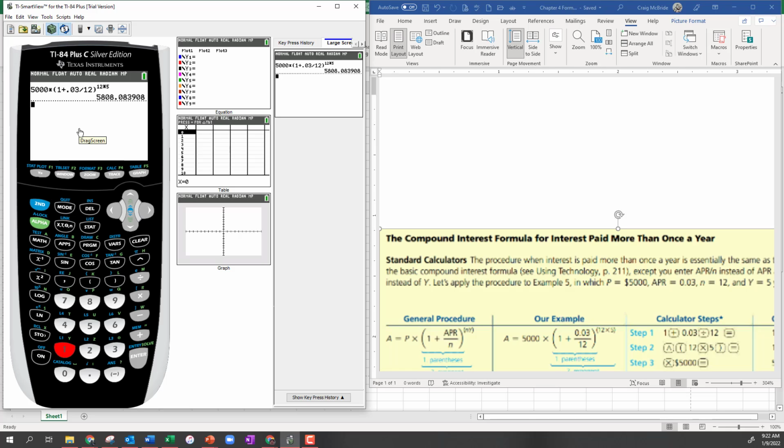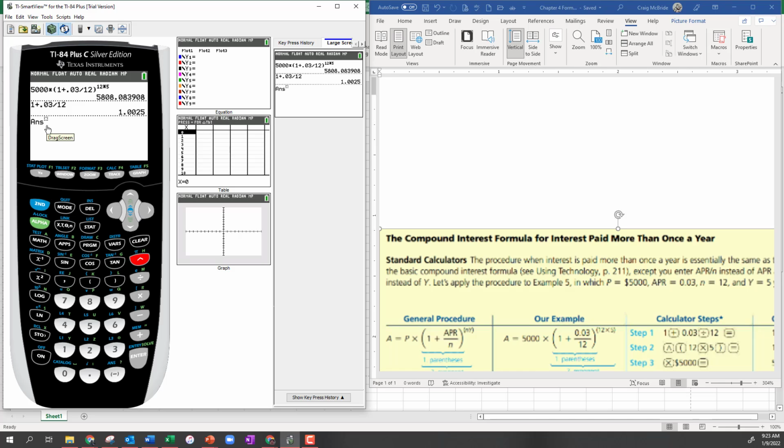So we go 1 plus 0.03 divided by 12. Hit equals. That gives us that answer. Now, don't clear it, right? All you have to do is do the next operation. The next thing we do, right, is exponents. So then you raise that. You see how it says answer raise.